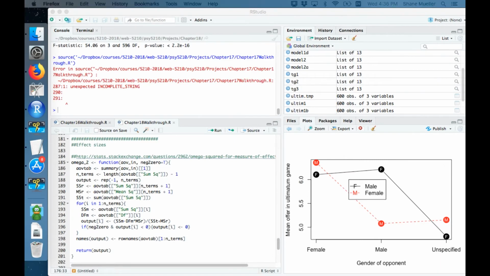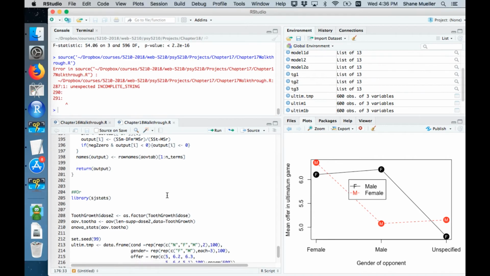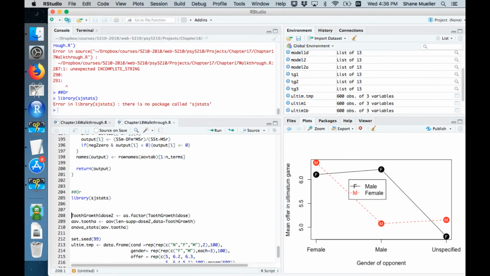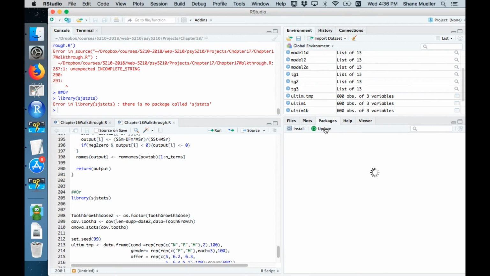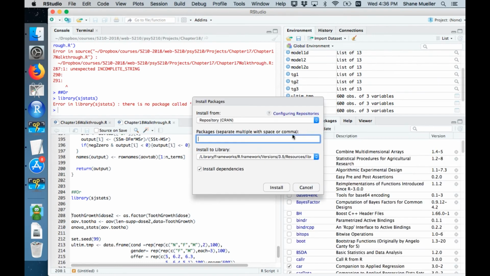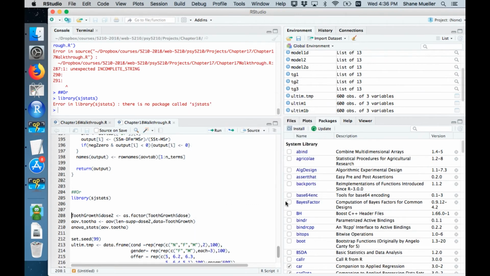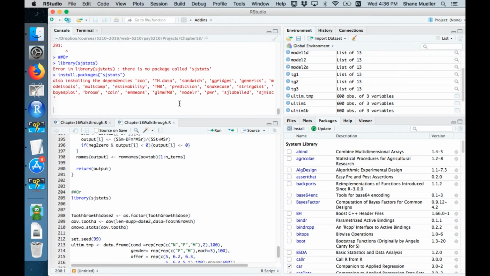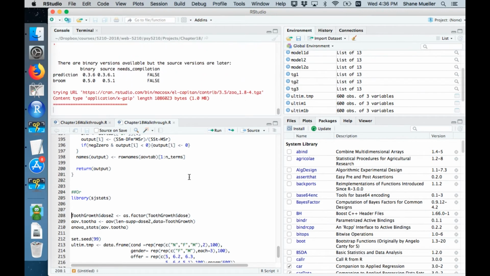So let's look at this exercise trying to compute. It's called sJstats. When I installed it, it took a while because it had to compile everything. So you're going to want to install it on your system, and this might take a while, let's see if it will install.